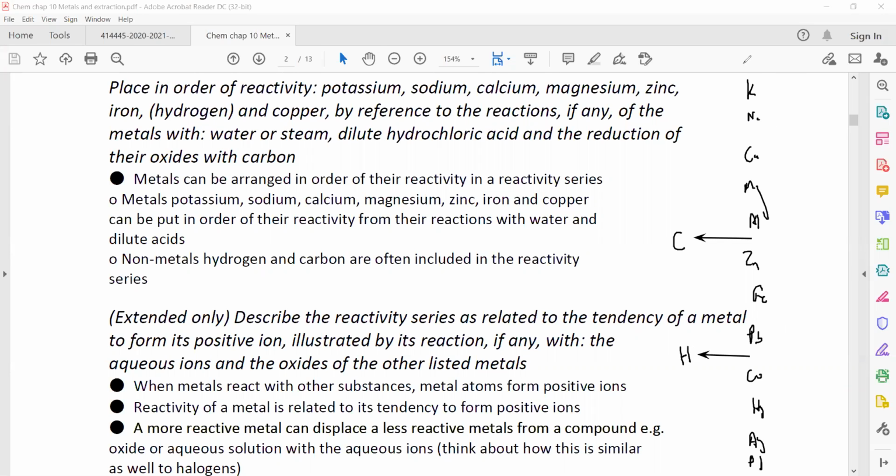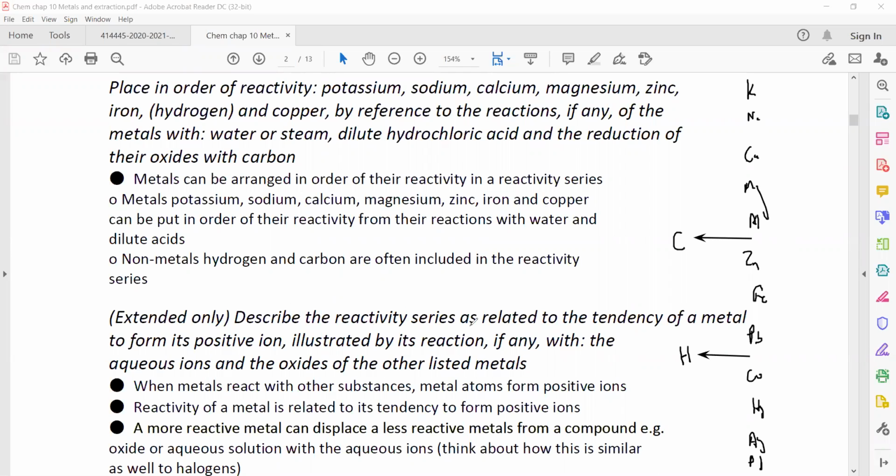So for all these metals or their oxides, if we have potassium oxide or sodium oxide, we cannot use carbon to reduce them. But metals less reactive than carbon can be reduced, their oxides can be reduced by heating with carbon.